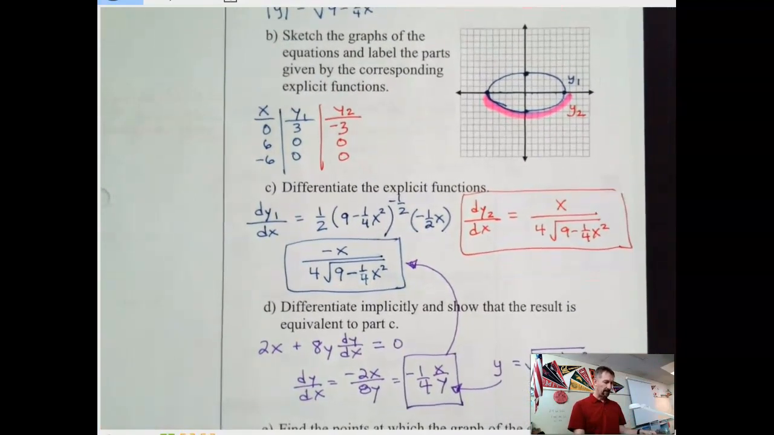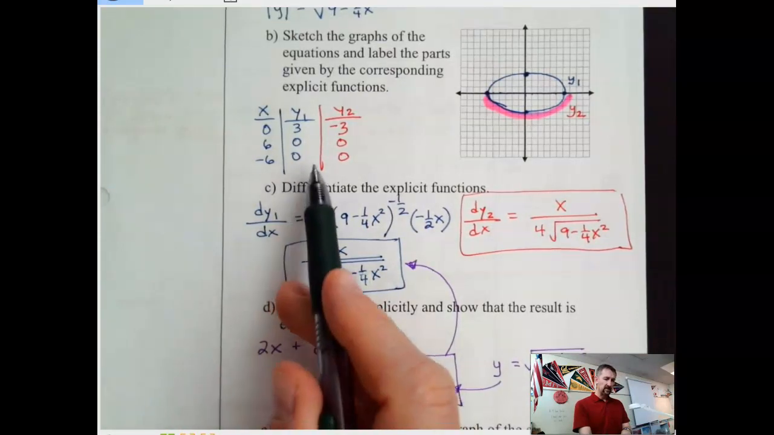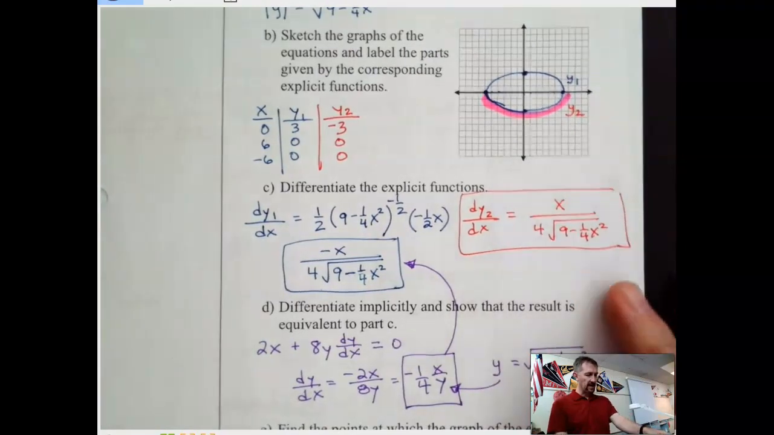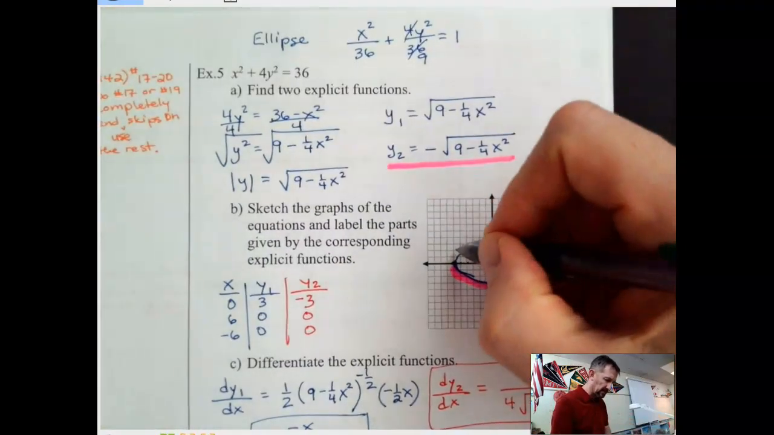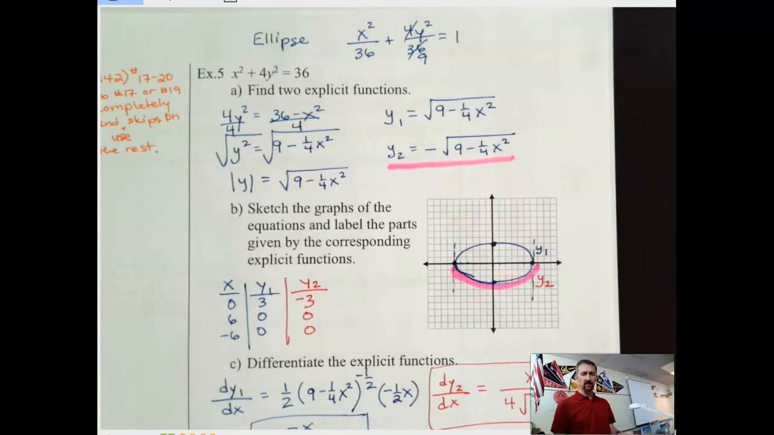So, if we want this to be undefined, then that means we want 4y to equal 0. I don't need to worry about the numerator at all. I just need the denominator to be 0. That's going to happen when 4y equals 0, which happens when y equals 0. When y equals 0, that's going to be negative 6, 0, and positive 6, 0. If you look at the graph, negative 6, 0 is right here, and so that makes sense that there would be vertical tangent lines at those ends out there.